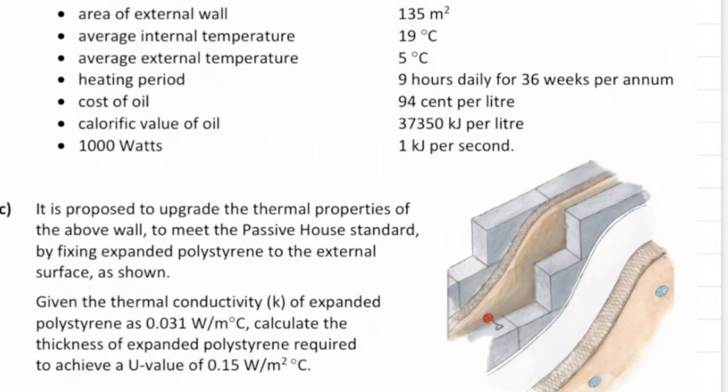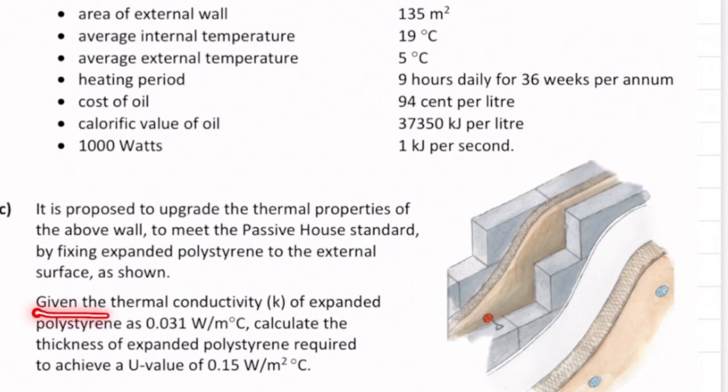So part B is using the U value from earlier. So whatever U value you got, you're just going to put it in, and we're going to use the trap method. So trap divided by calorific value of oil multiplied by 1000.